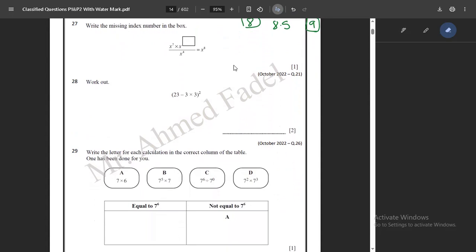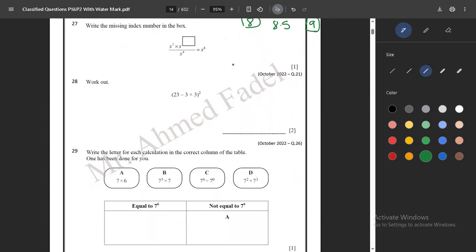This one here, all right. They're saying to you, we learned that in multiplication, we add the powers. In division, we subtract the powers. So as if I'm saying to you, 7 plus what, minus 4 gives you 8.